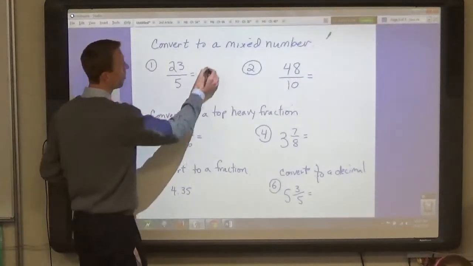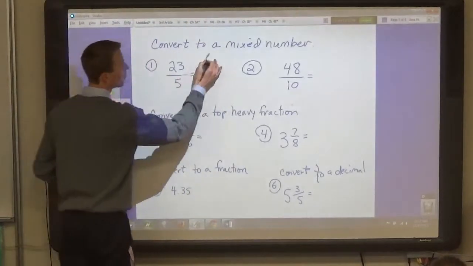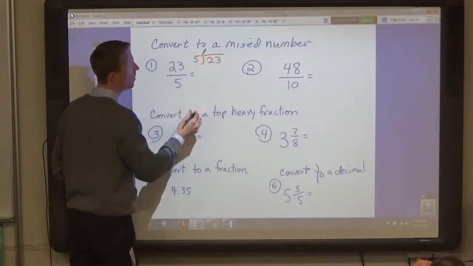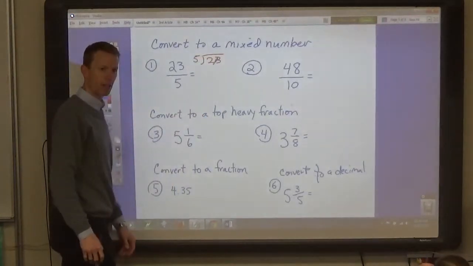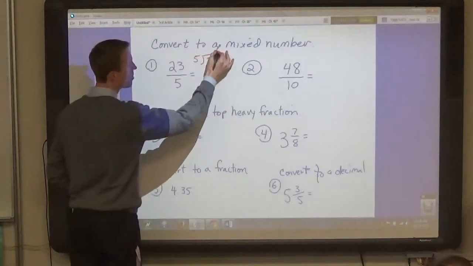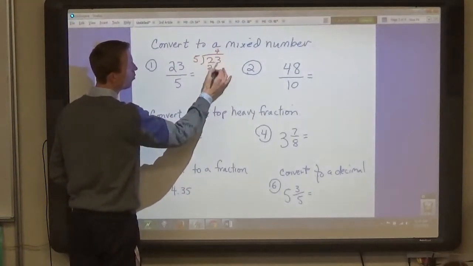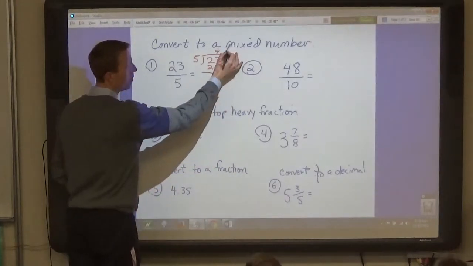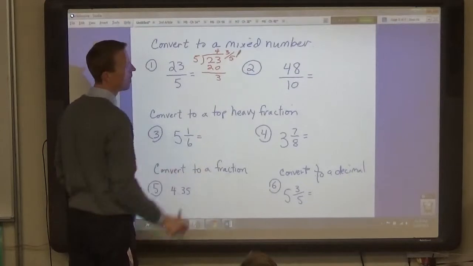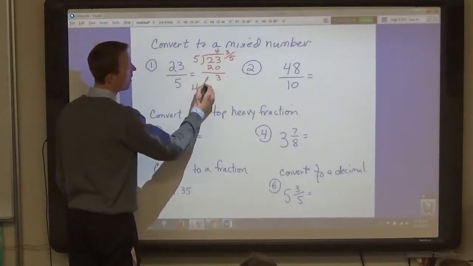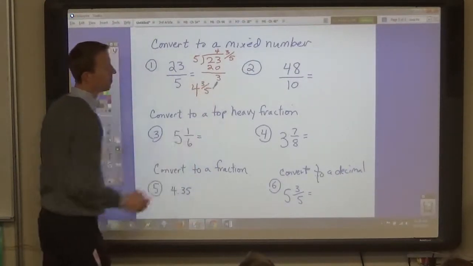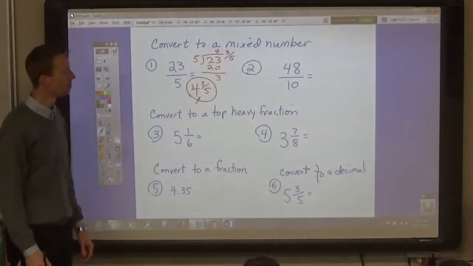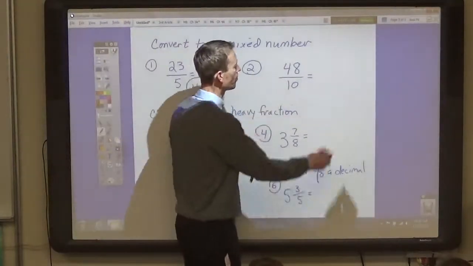23 divided by 5. So, 23 goes inside the house, divided by 5. How many times does 5 go into 23? 4 times. 4 times 5 is 20, remainder 3. And so we put the remainder over the divisor. This is 4 and 3/5. Okay?